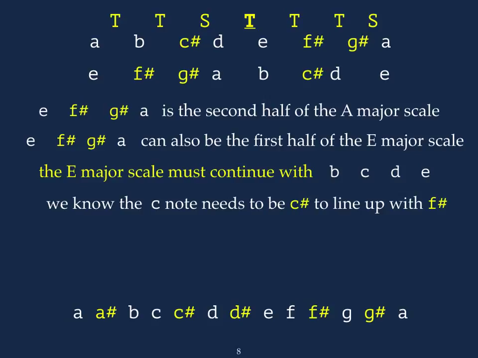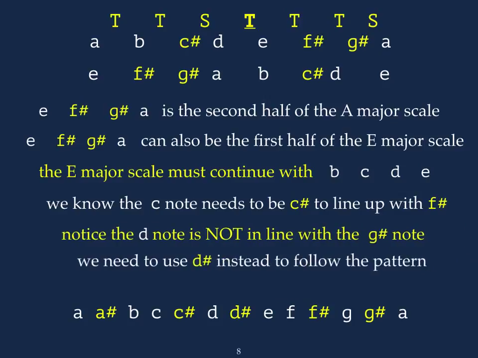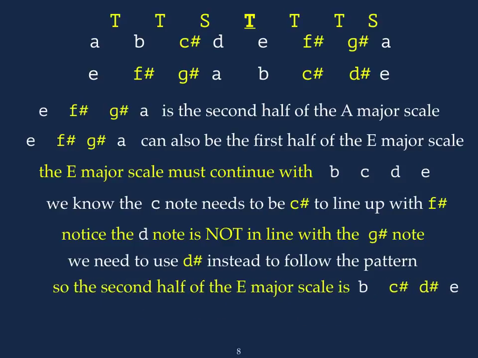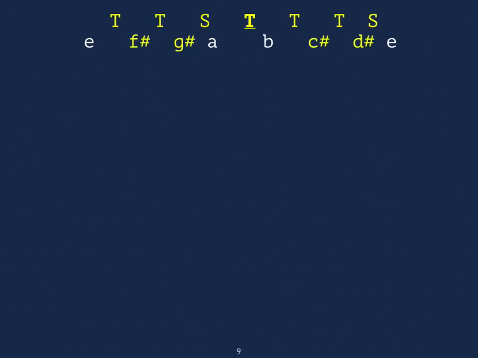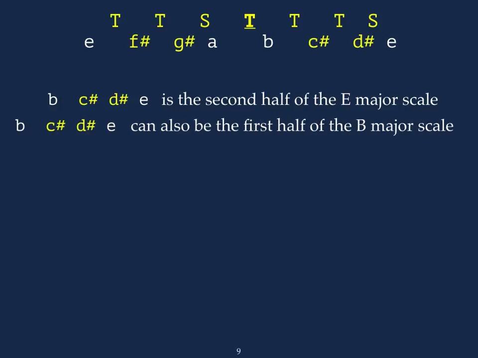Notice the D note is not in line with the G sharp note, so we're going to use D sharp instead. Again, look at the top, D sharp and not D. And of course we need to end on E. So now we have our scale of E major. B, C sharp, D sharp, E is the second half of the E major scale. And of course it can be the first half of the B major scale. There it is, the first half already there.